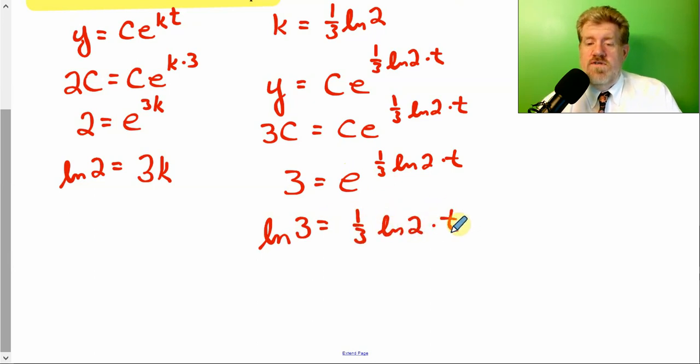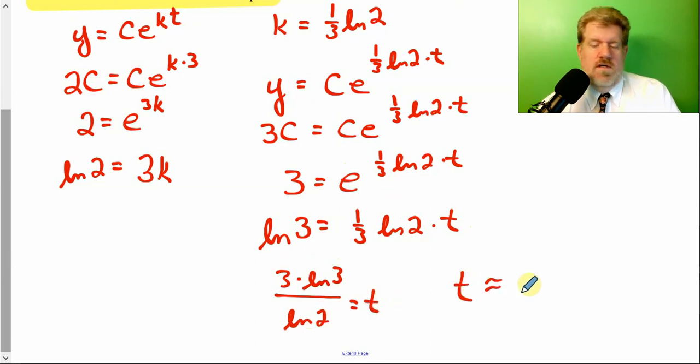All right, now I solve for t. So I'm going to multiply by 3, divide by natural log of 2. So my t value is approximately, let me get to that page, 4.755.